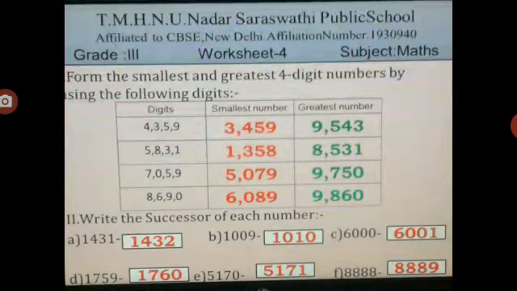Worksheet number 4. First row: form the smallest and greatest 4 digit numbers by using the following digits. The digits are 4359. Smallest number is 3459. Greatest number is 9543. Second one, smallest number is 1358. Greatest number is 8531. Third one, smallest number is 5079. Greatest number is 9750. Last one, smallest number is 6089. Greatest number is 9860. Have you corrected this first row? Okay, very good.